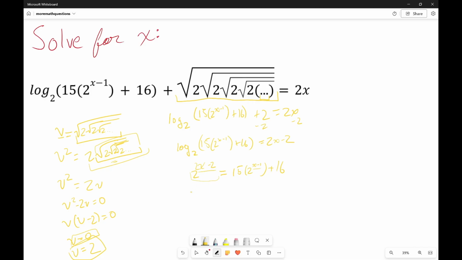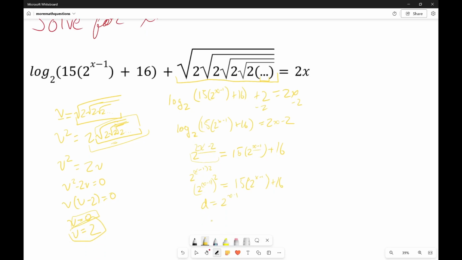And the way I can do that is by rephrasing this into saying 2 to the power of x minus 1 times 2. And using our exponent properties, we can say that this is the same thing as 2 to the power of x minus 1, whole squared. Now we can set some random variable, like d, equal to 2 to the power of x minus 1. And then when we do that, we can see d squared is equal to 15d plus 16.